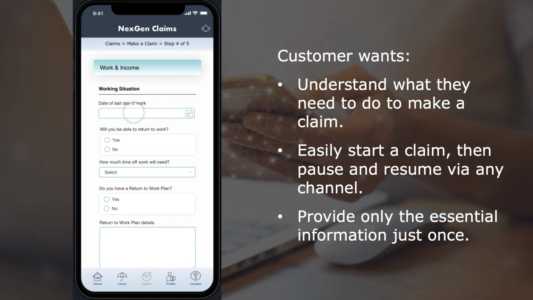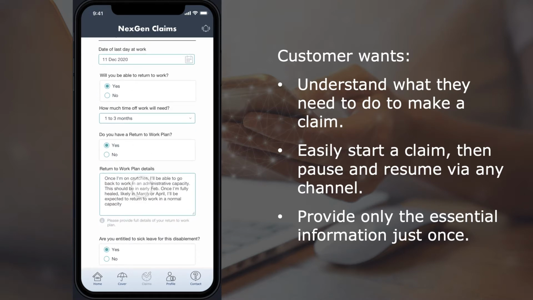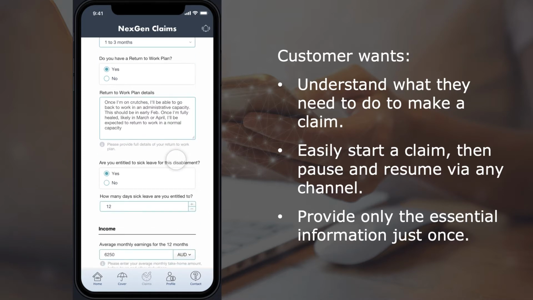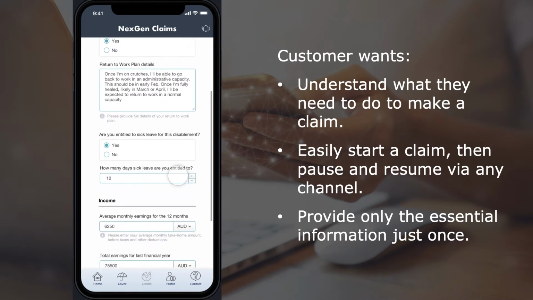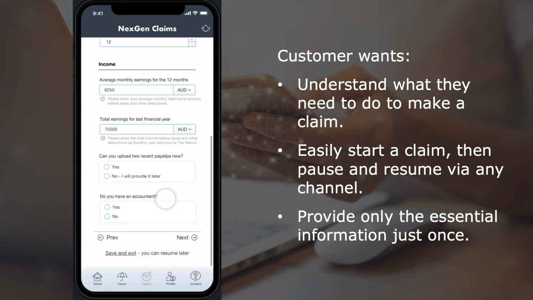I'll give some basic information about my last day at work and my return to work plans. So I need about 3 months off, and hopefully I'll be back in March or April. I am entitled to some sick leave. I've put in my earnings, and it's asked me to upload my 2 pay slips. Now I don't actually have that handy, so I could say no, I'll provide it later, maybe do that via email or upload it somewhere, but I'm just going to exit.